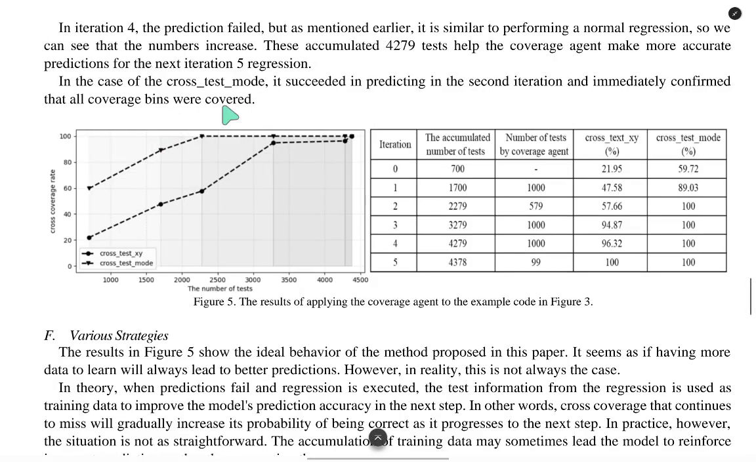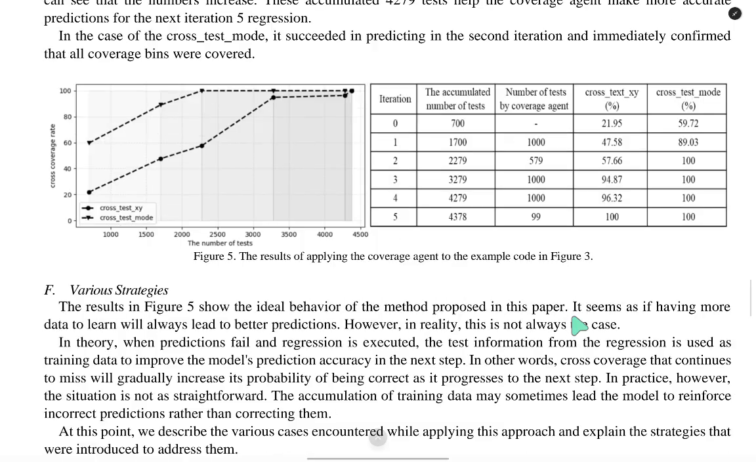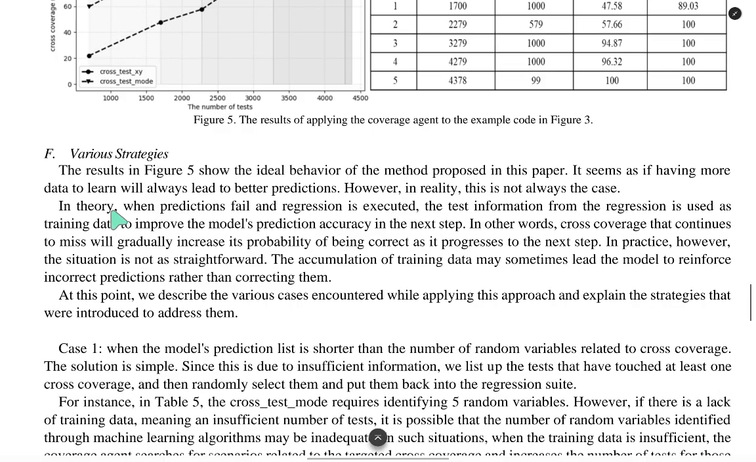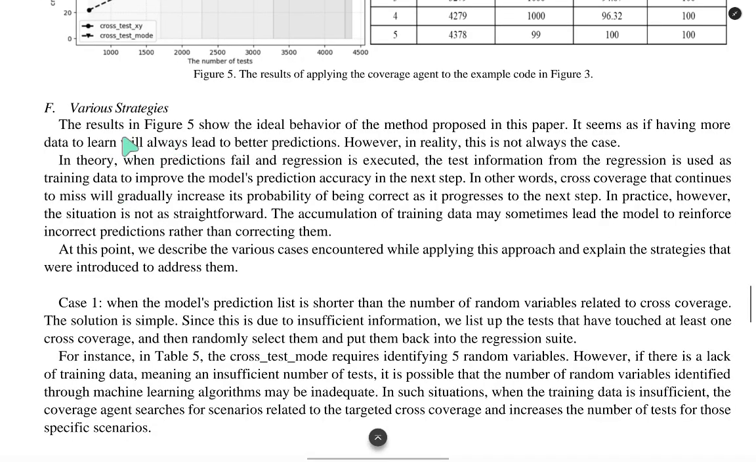In the case of the cross-test mode, it succeeded in predicting in the second iteration and immediately confirmed that all coverage bins were covered. So figure 5 is the result of applying the coverage agent to the example code in figure 3. The result in figure 5 shows the ideal behavior of the method proposed in this paper.